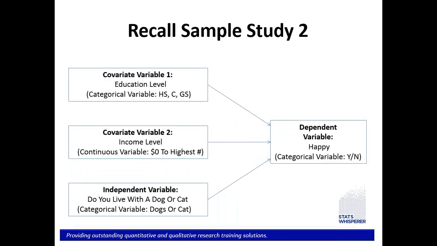So recall sample study 2, right? We want to be thorough here. Keep in mind what we're looking at. On the left-hand side, we have our predictors, covariate variables 1 and 2, education and income level, along with the independent variable, do you live with a dog or a cat? And the dependent variable is happy, yes, no, right? So each predictor is being compared with the dependent variable, happy, yes, no.